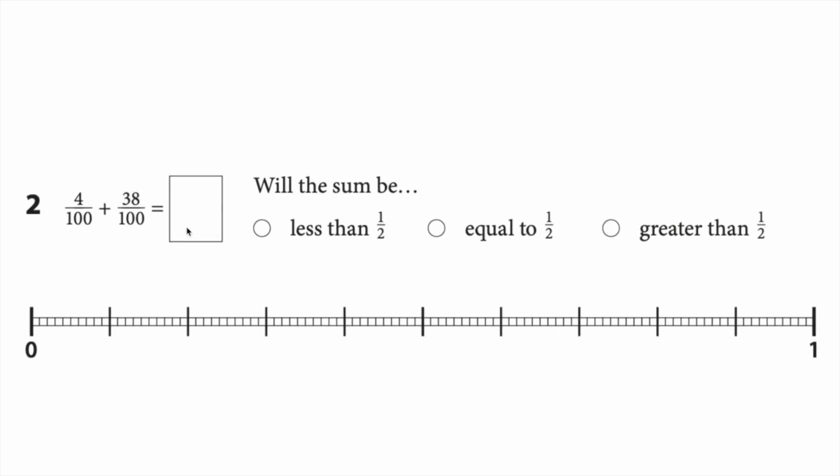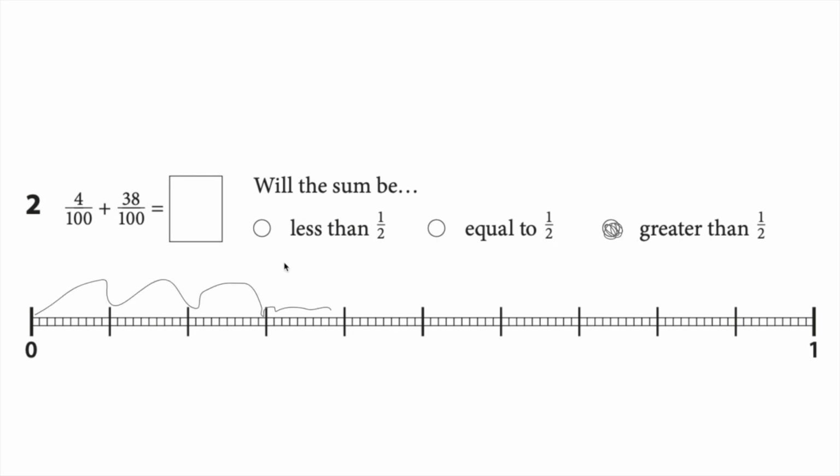Let's look at another one together. 4 hundredths plus 38 hundredths. Both of them will have hundredths as a denominator, so we can add them. We know that 38 hundredths is less than a half quite a bit, and 4 hundredths, so we're looking at maybe something greater than a half.